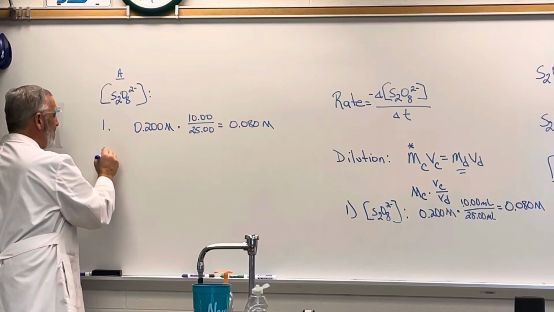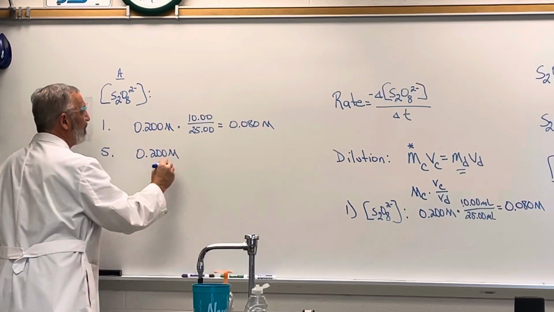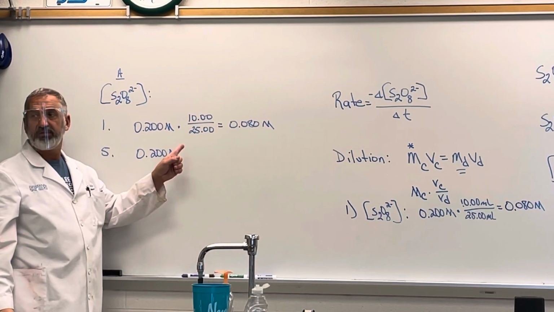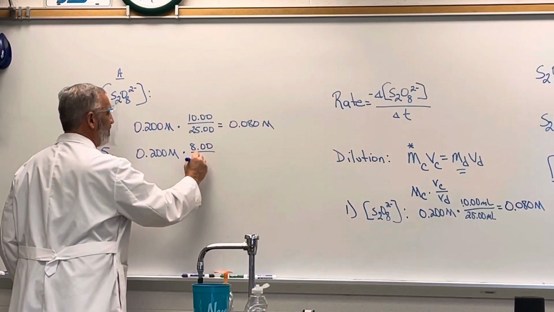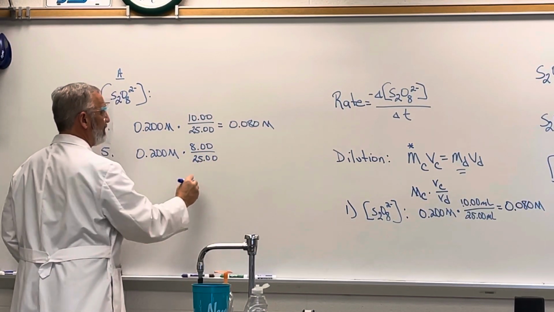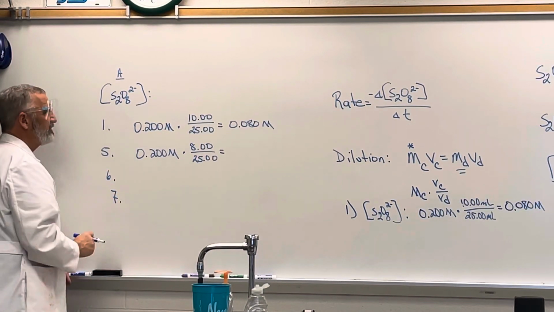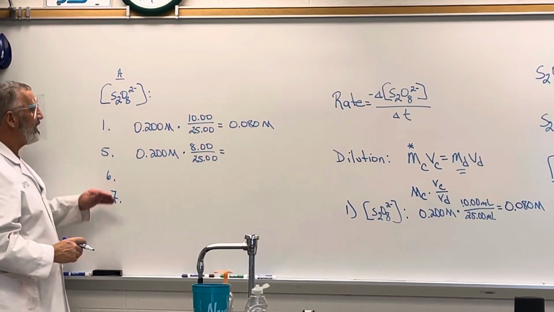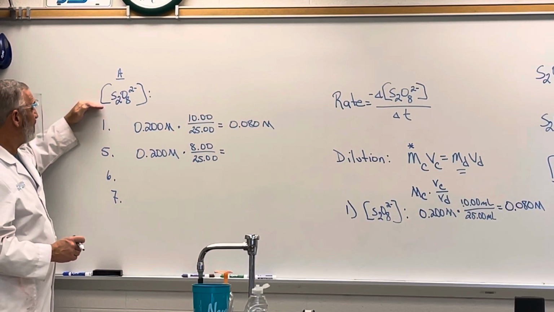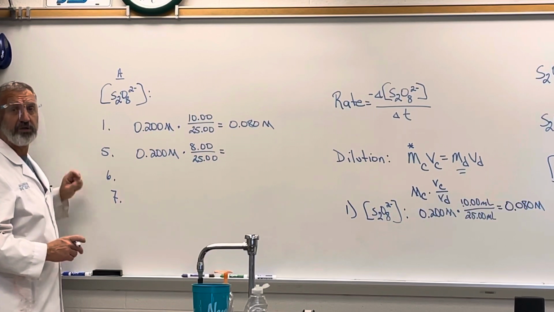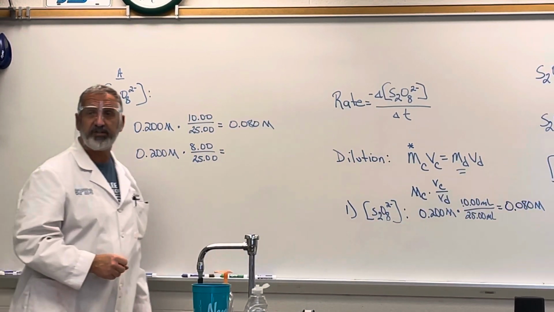But in trial 5, 0.2 molar. What ratio are we gonna use? 8 over 25. That's gonna give you something. Then for 6 and 7, do the same thing. Then make another column where we're gonna do I minus. You're gonna do the exact same thing, except it's gonna be 1, 2, 3, 4. We all good? You understand what you're supposed to do?